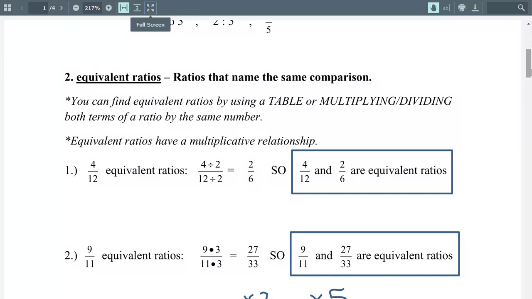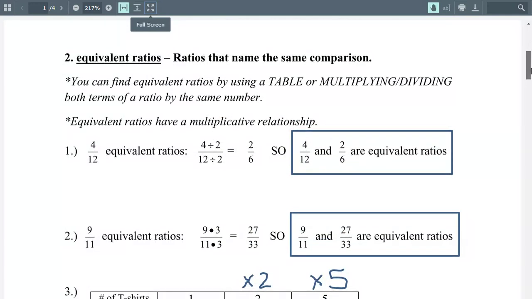Now with 4 over 12, I could have multiplied them both by 2. And if you did that, 4 times 2 is 8, 12 times 2 is 24. So 4 over 12 and 8 over 24 are also equivalent ratios. Now let's look at question 2. 9 over 11, we want to make equivalent ratios. In my example, I multiply the top and the bottom term both by 3, and we get 27 over 33. So 9 over 11 and 27 over 33 are equivalent ratios.